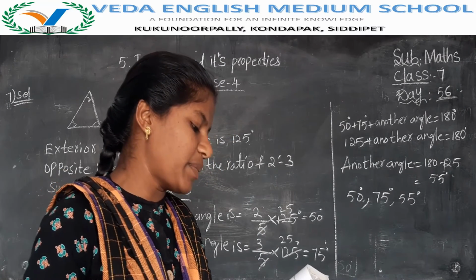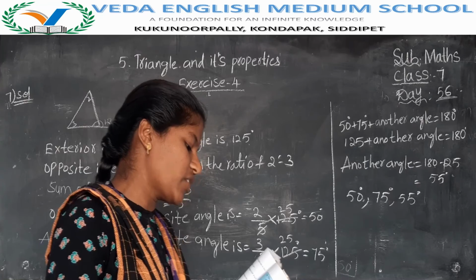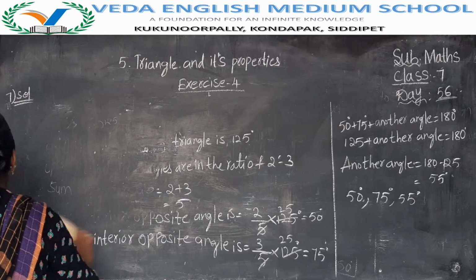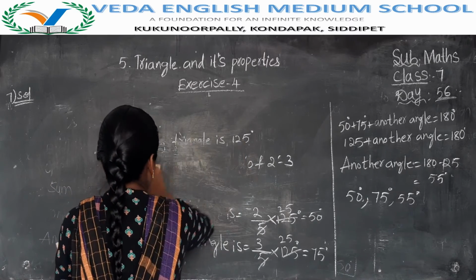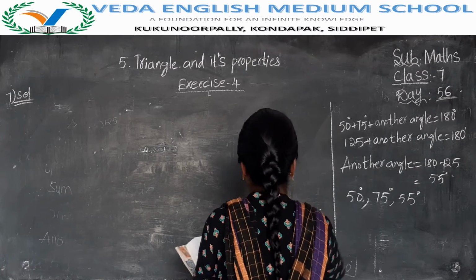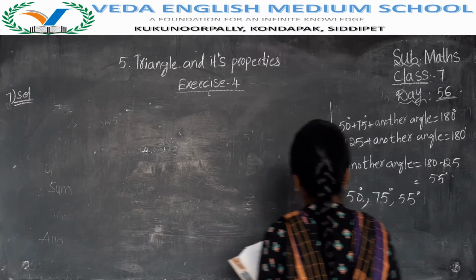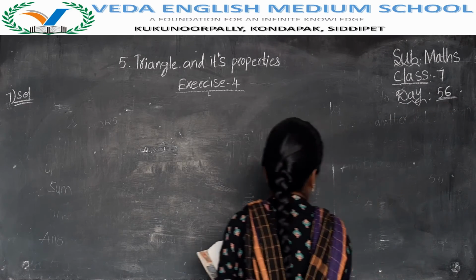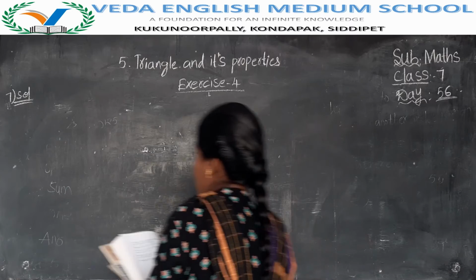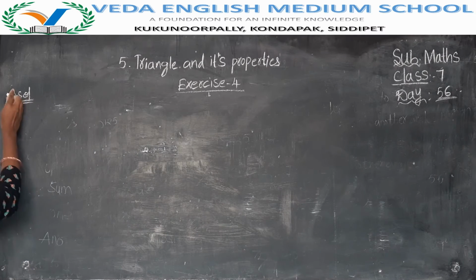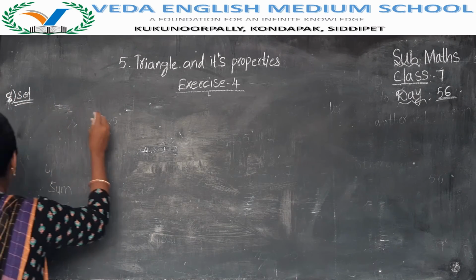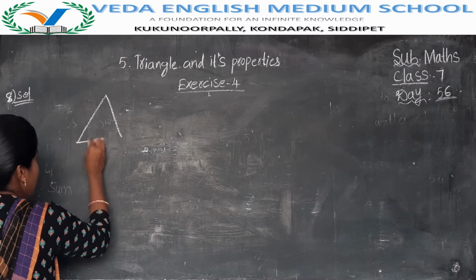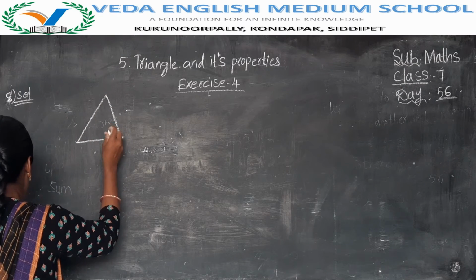The exterior angle PRS of a triangle PQR is 108 degrees. If PQ is 70 degrees, then find angle P. Is angle P greater than angle PRS? Say yes or no, we have to find. Next, eighth solution. The exterior angle of a triangle PQR is, it is triangle PQR.